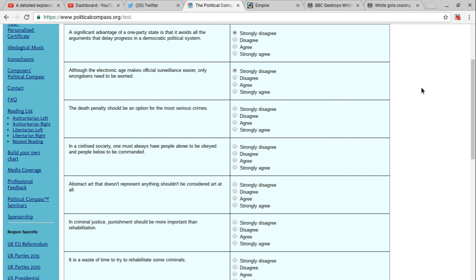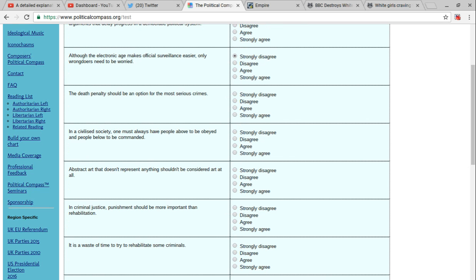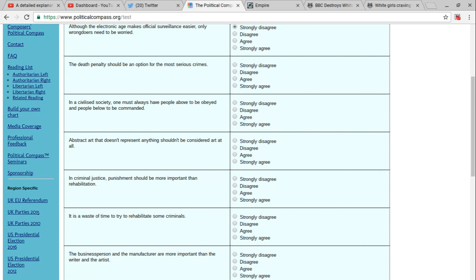I disagree. The death penalty should be an option for the most serious crimes. I'm anti-death penalty. I strongly disagree. With the exception of like treason, maybe, where your treasonous acts actually take innocent lives. I could see an argument made for the death penalty for that. But if it's just like, you murdered somebody, so, to teach you a lesson, we're going to murder you, that doesn't make sense.